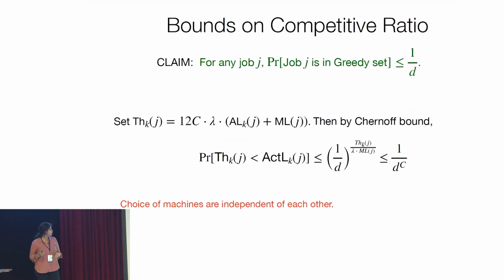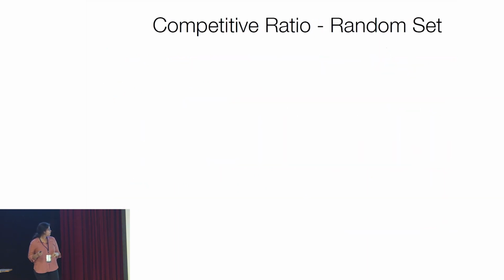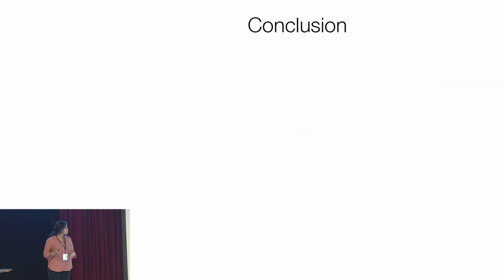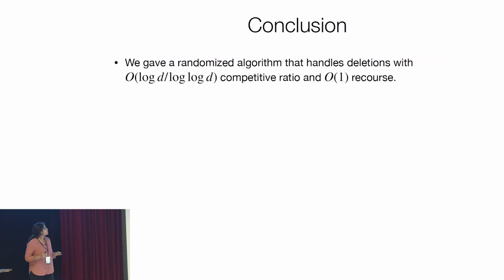So let me just conclude. We saw that there is a simple randomized algorithm which handles deletions in this multi-dimensional case with a competitive ratio of log d over log log d, with a constant recourse.